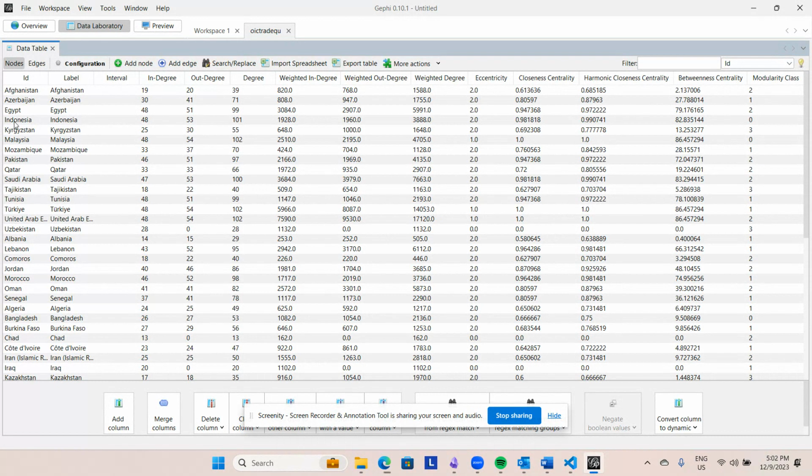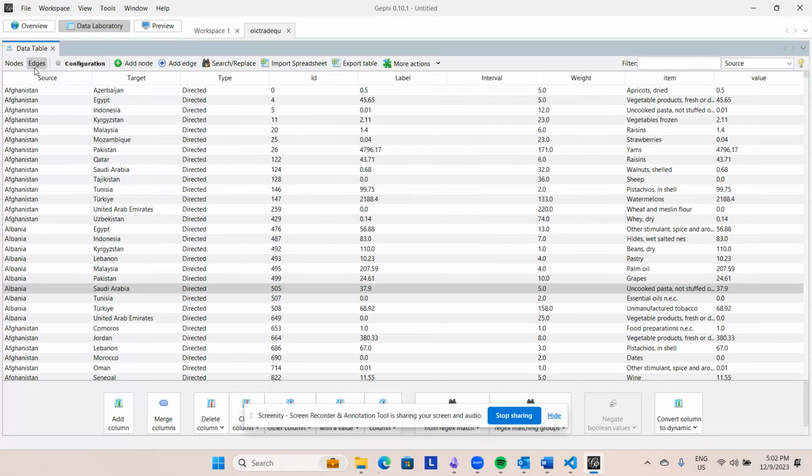For example, we see from Afghanistan to Azerbaijan, apricots dried. It's the item which was the subject for the trade, and the value is 0.5 tons. It means the source is the reporter country, so Afghanistan has imported from Azerbaijan. If we change the place of this content, it will be export. In any case, we can say that it's an interaction.